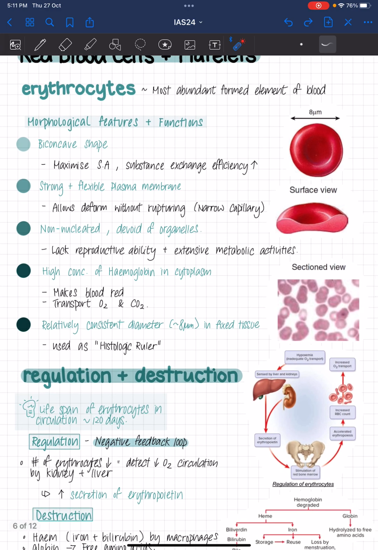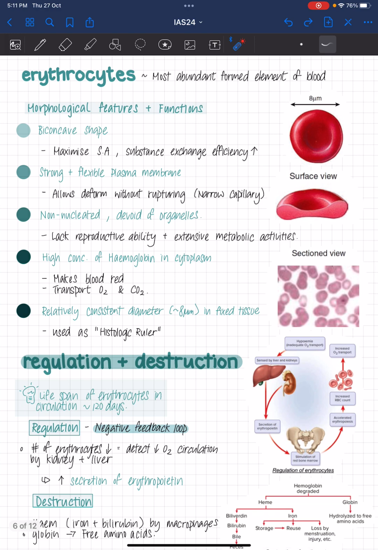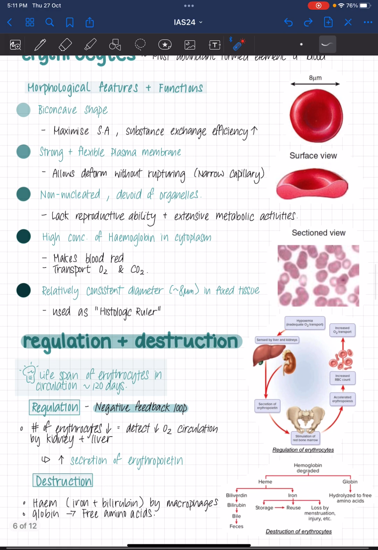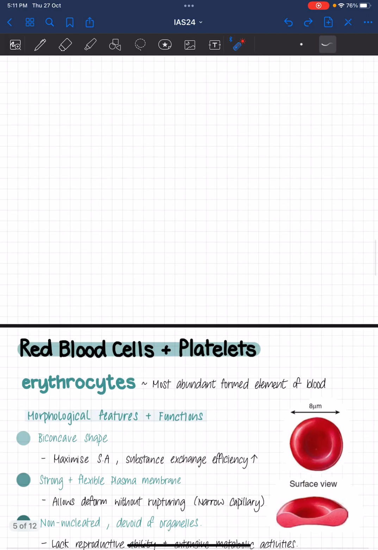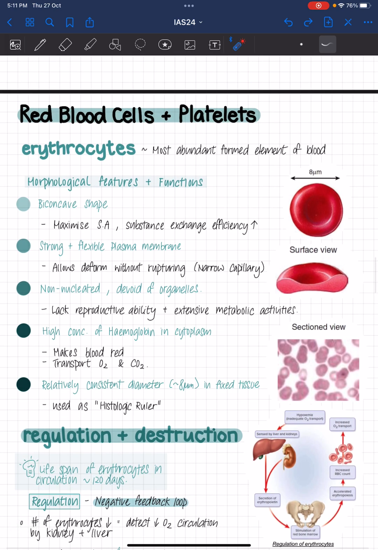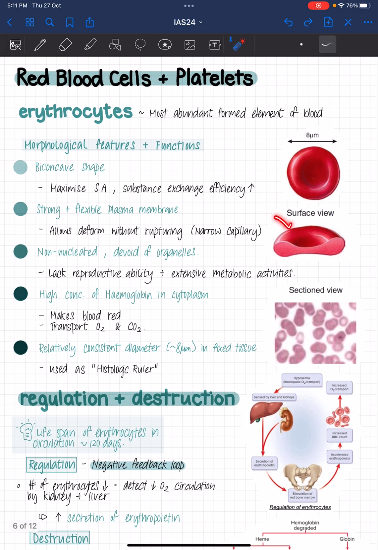First of all, it's a biconcave shape. This is because we need to maximize the surface area of the red blood cell for the efficiency of substance exchange. Then we have a very strong and flexible plasma membrane, so it allows it to squeeze through narrow capillaries without breaking or rupturing. Then it's non-nucleated, as the development showed that the nucleus just vanishes to make more space for a cytoplasm.